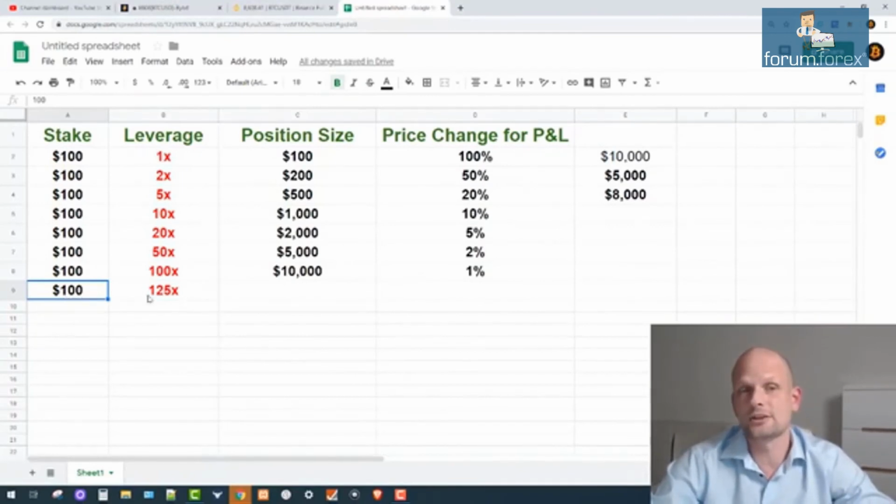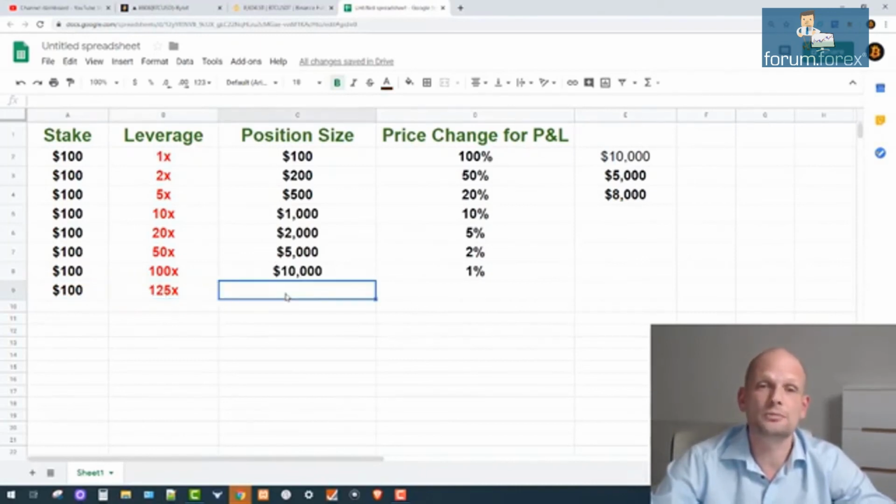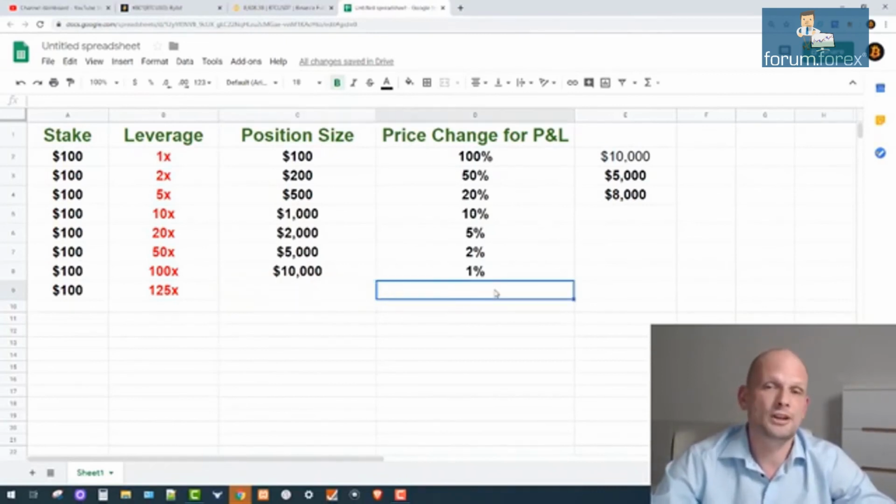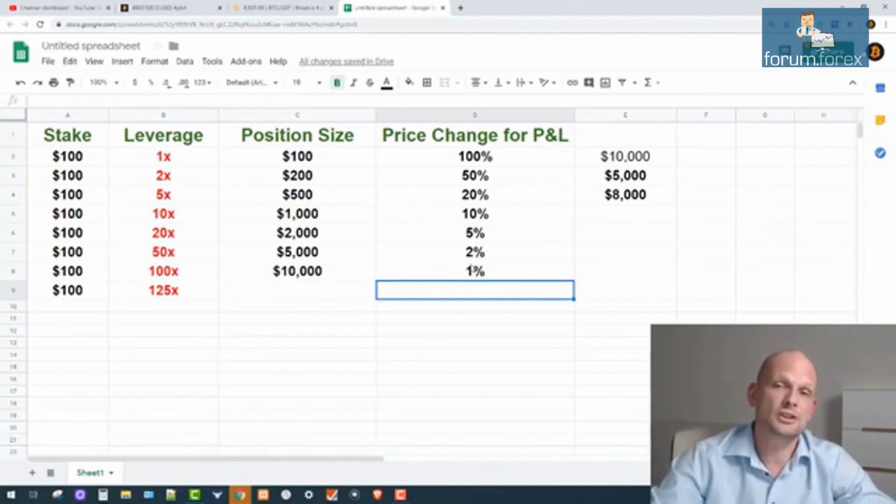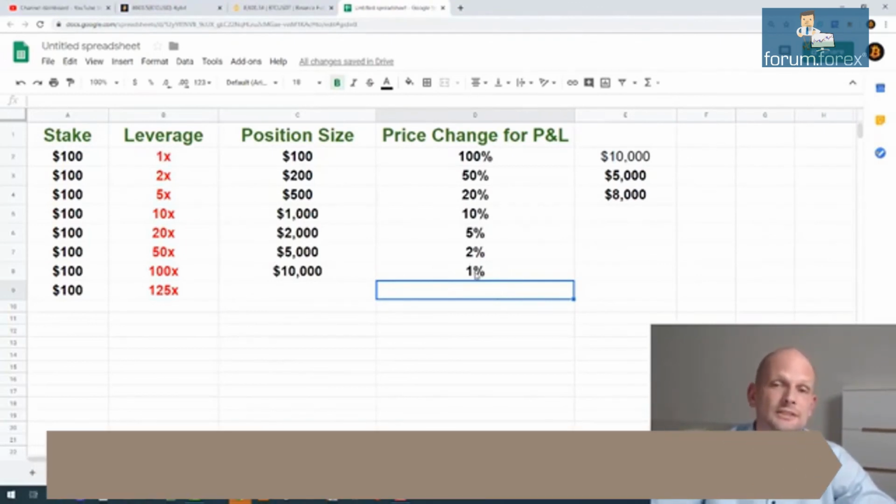Now, I hope that you understand how to calculate leverage. If the price is $100 and you are trading on 125x leverage, what would the position size be? You can stop this video and write in the comments if you already know how to calculate your leverage. And if you have done this, guys, the position size would be 12,500, and this is the price change that gets your position liquidated if it goes against you.